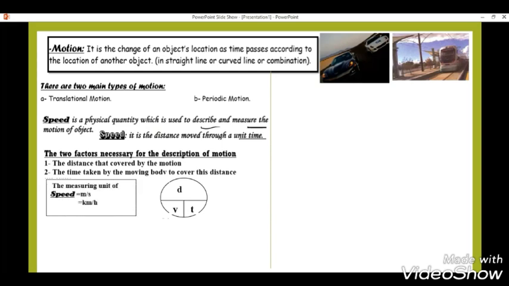But what about the measuring unit of the speed? As we say, the law of the speed is V equals D divided by T. So if D is measured in meters, the time is measured in seconds. And when D is measured in kilometers, the time is measured in hours. So the measuring unit for the speed is meter per second or kilometer per hour.